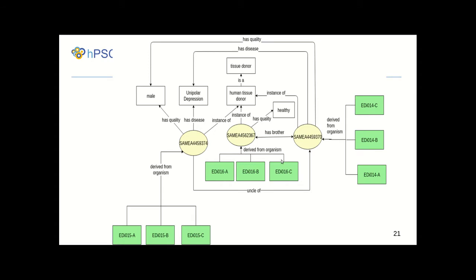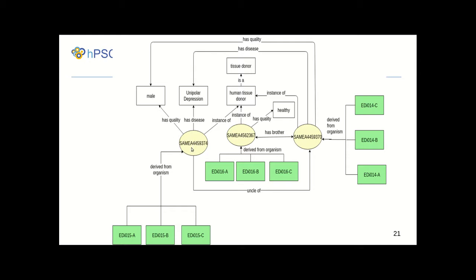Yeah, so this was a very easy example. Like I mentioned before, we also have familial control lines. So here we have an example with 3 tissue donors. One tissue donor is suffering from unipolar depression. It is a male tissue donor.